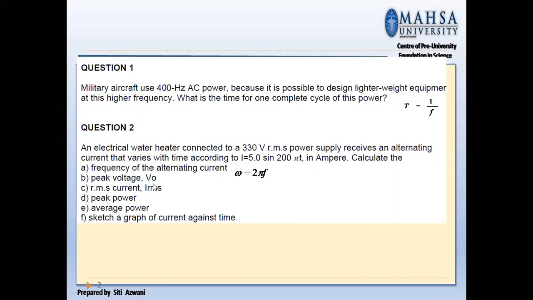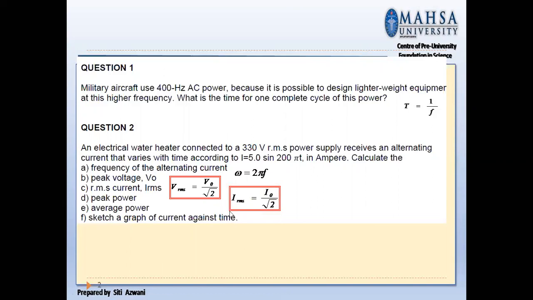Peak voltage, V naught. VRMS equal to V naught divided by square root 2. You have your VRMS from your equation here, 330 volt. Then you can solve for the V naught, the peak voltage, the maximum value of your voltage.